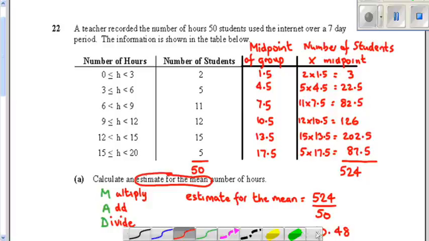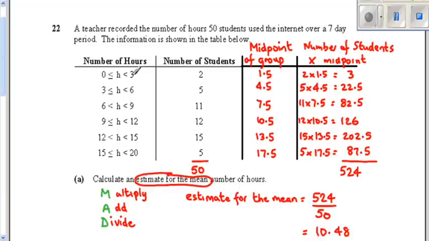So the midpoint, remember, is halfway between 0 and 3. The easy way to do it is to add the two numbers together, divide by 2. So 0 and 3 makes 3, divide by 2 is 1.5. Next one, 3 add 6 is 9, divide by 2 is 4.5. So you can work out the midpoint of each of the groups, and you get marks for getting that correct.